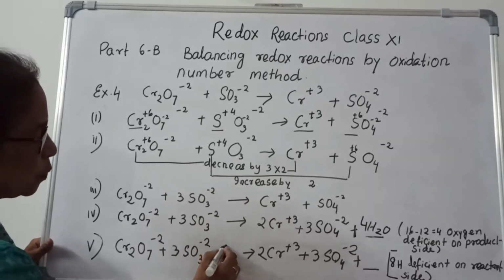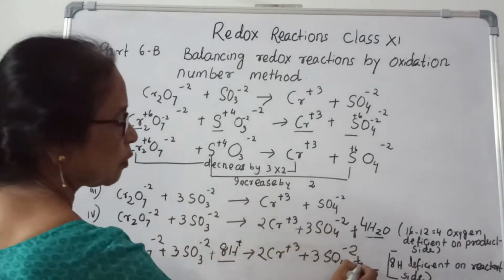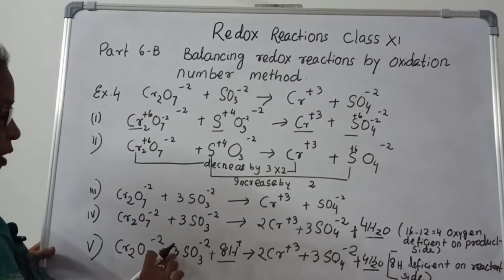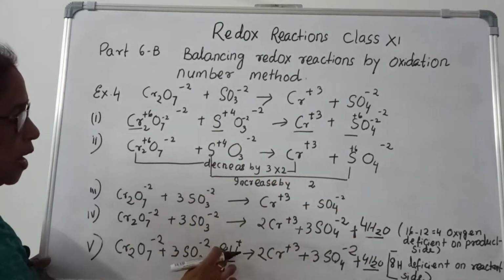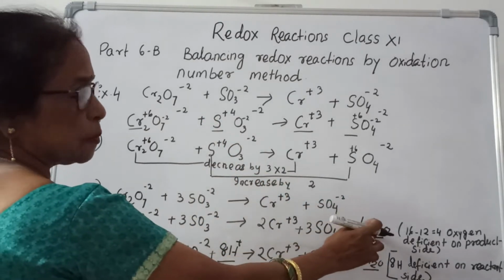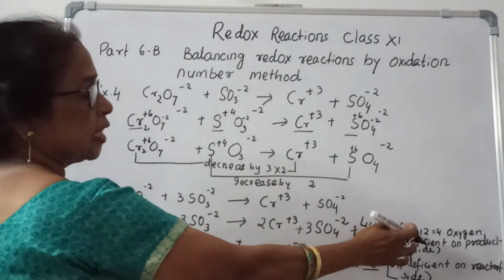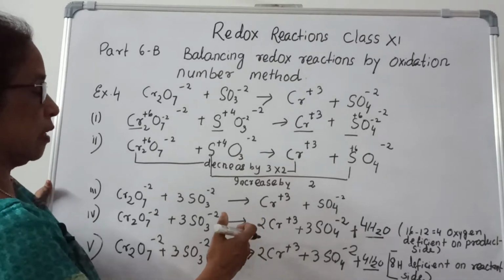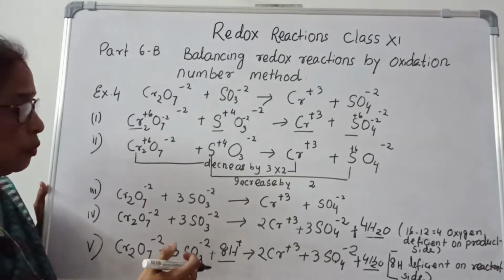So I should put here 8H plus. And now here water. So I have to write water. Now I can see water 4 into 2 hydrogen, that is 8H plus. Already it is balanced by water, 4 water. Now here, that is why I have written here 16 minus 12, that equals 4 oxygen deficient in the product side. That is why I put water, 4 water.